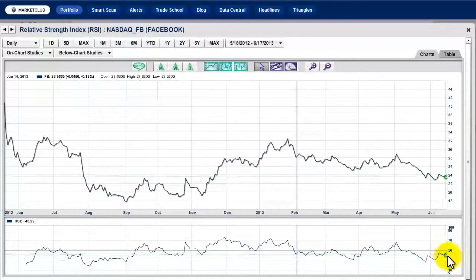So again, this is not written in granite. Not every signal is going to be perfect, but it's a clue as to what the market's going to do. If you use this in conjunction with some trend indicators, you can do very well with this particular oscillator. This is the RSI oscillator we're talking about.